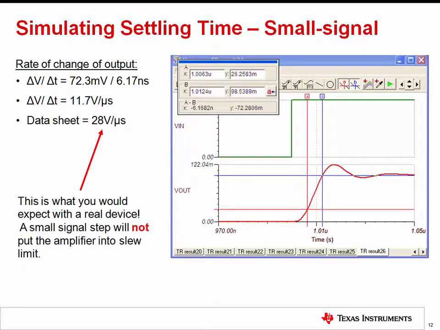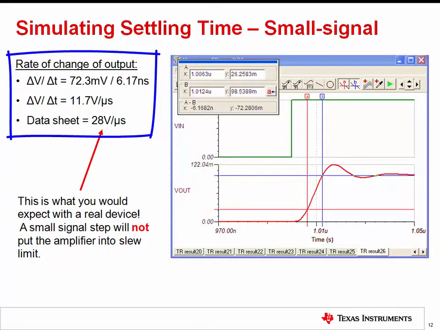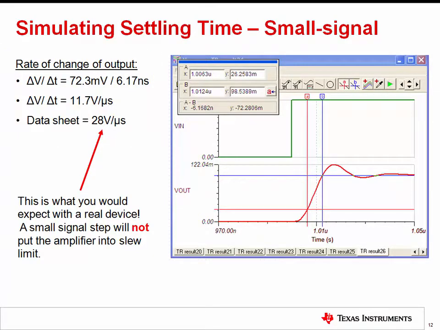So here we've zoomed in on the rising edge of the small signal step response. In the example, we are calculating the rise time in volts per microsecond for comparison to the large signal slew rate. Measuring delta V over delta T from 10% to 90% of the output swing, we get a rise time of 11.7 volts per microsecond.